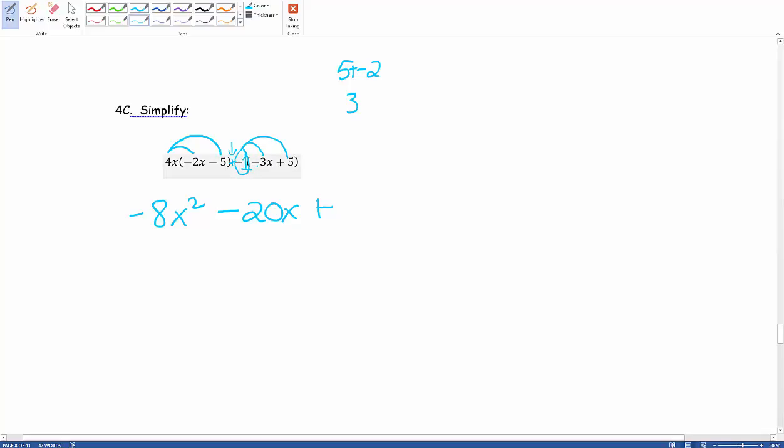Negative 1 times negative 3x. Negative times negative gives us a positive. 1 times 3x gives us 3x. Negative 1 times positive 5 gives us negative 5. So again, when we distributed that negative 1, we ended up with 3x minus 5.